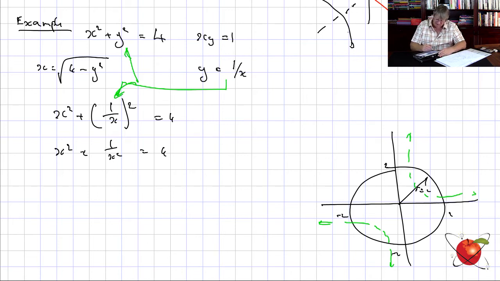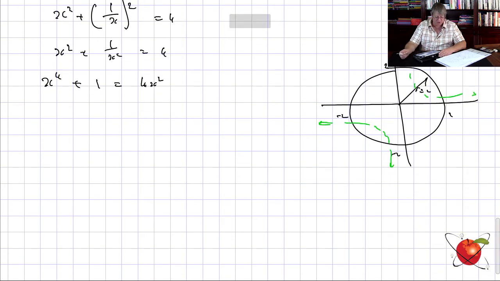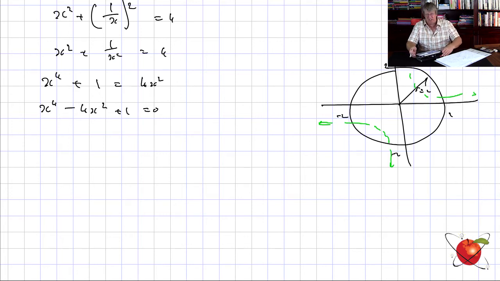Multiply through by the LCD. We're going to get x to the fourth plus 1 equals 4x squared, are we not? Right. Now we've got to solve this. How do we do it? Well, you've got a choice. Let's look at it. This looks like x to the fourth minus 4x squared plus 1 equals 0. It looks reminiscent of a quadratic, doesn't it?